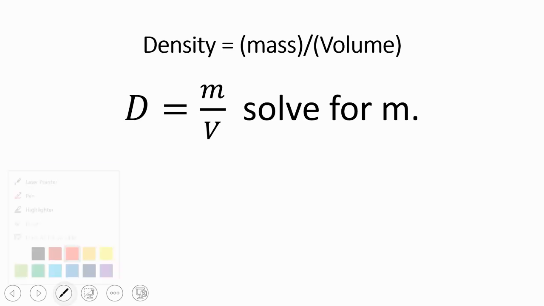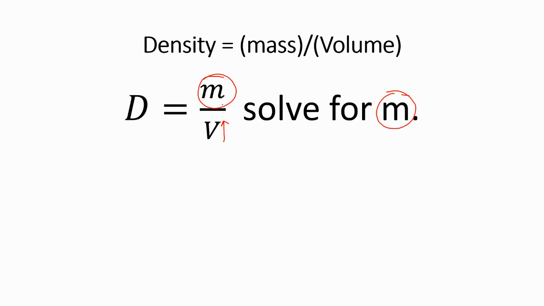So let's use this, and we want to solve for m, that is the mass. We're trying to get the mass by itself. Notice that the volume is divided into the mass. So the opposite of division is multiplication. So we're going to multiply both sides by v.